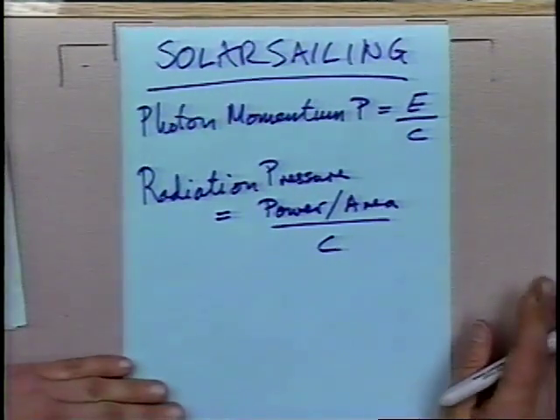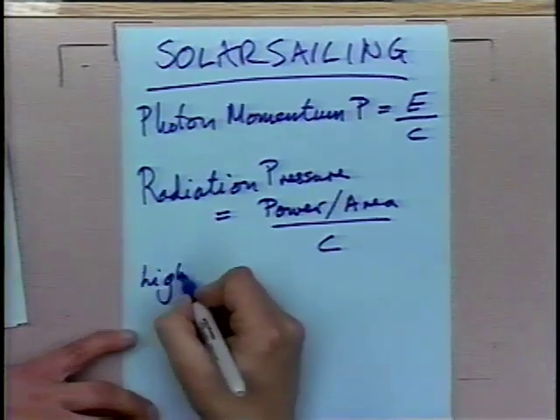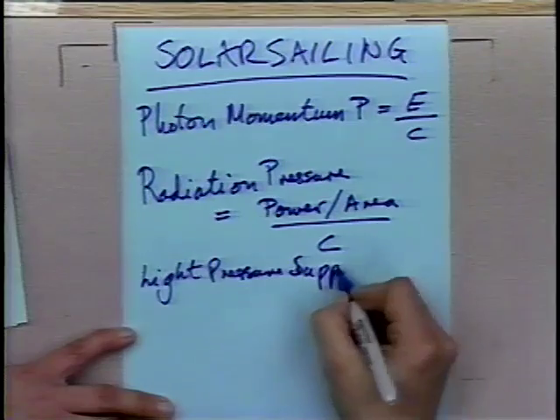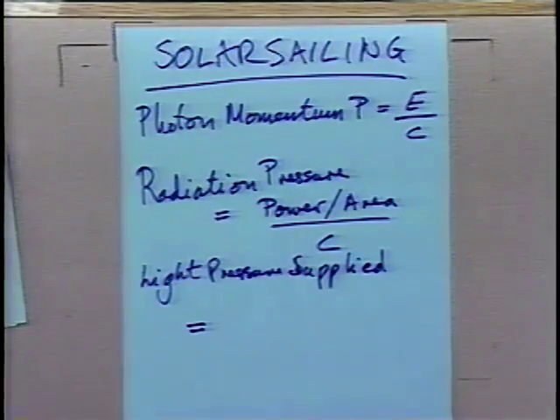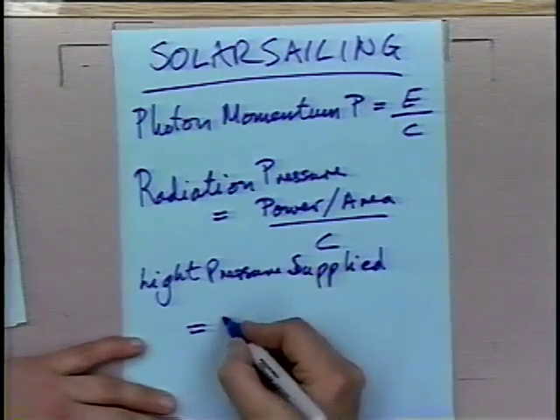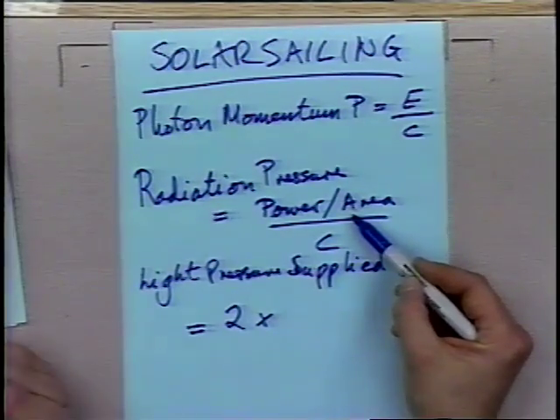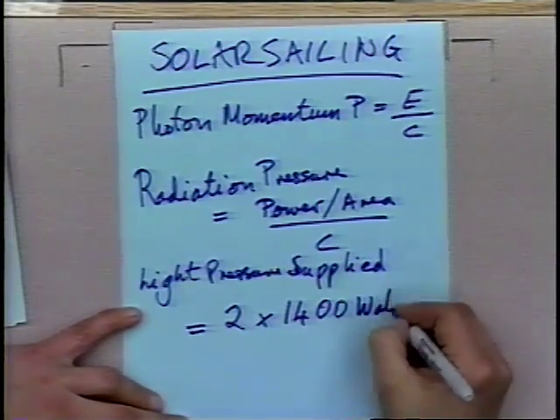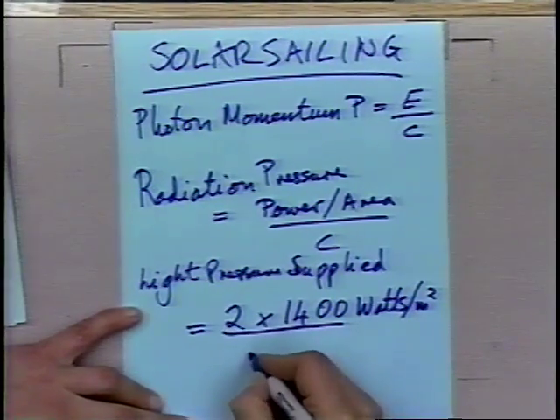Now, we know the light pressure supplied by the sun. We know that sunlight is reflected, and remember we have this factor of 2 due to the fact that the photon delivers twice as much momentum to the object. So we have a factor of 2 times the power per unit area of sunlight at 1 astronomical unit, which we said was 1400 watts per square meter, divided by c, the speed of light.